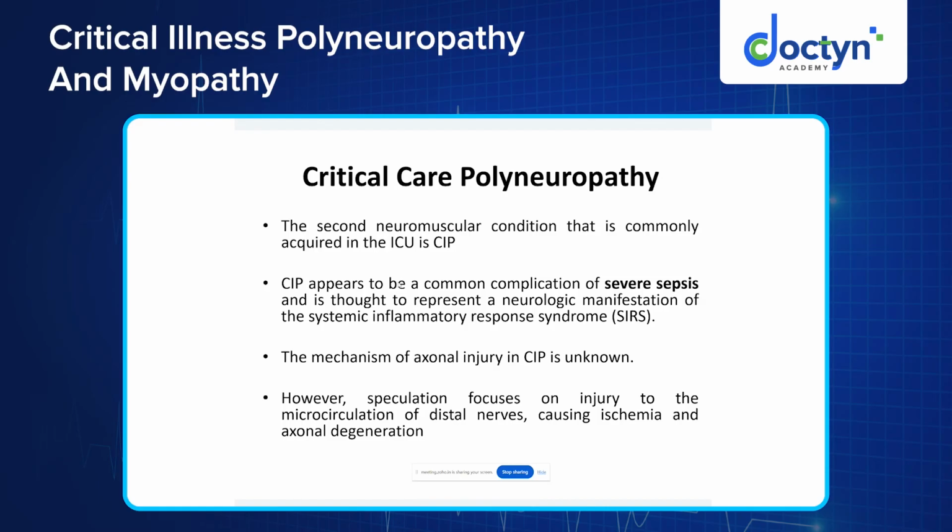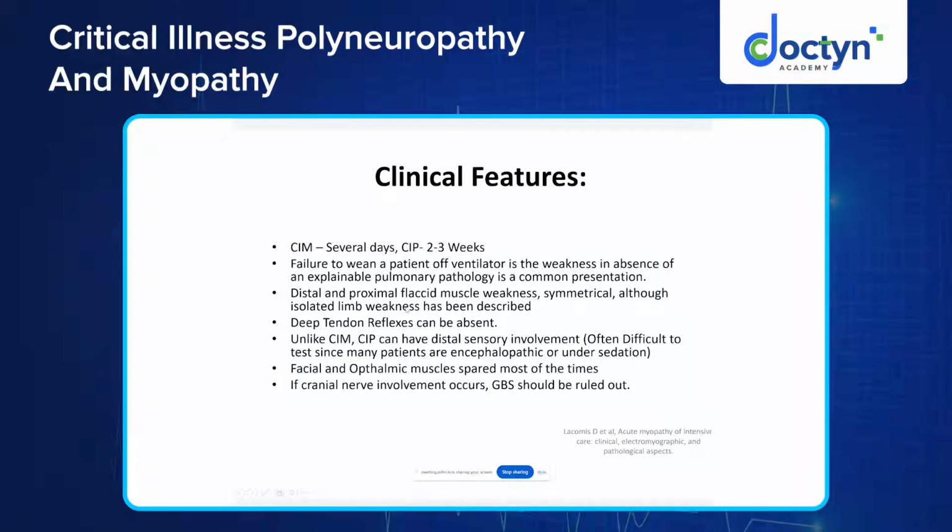Although the mechanism of axonal injury, the mechanism of neuronal changes or neuronal injury in critical care polyneuropathy is unknown, there are various theories linked to the injury in CIP. Injury of the microcirculation of distal nerves leads to ischemia and axonal degeneration. So this is the overall pathophysiology.